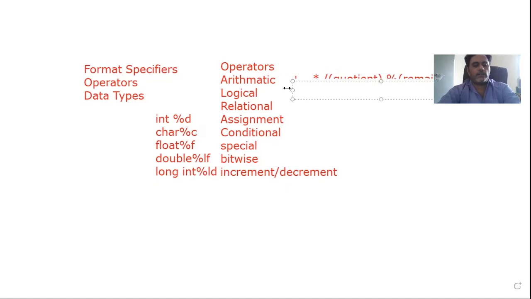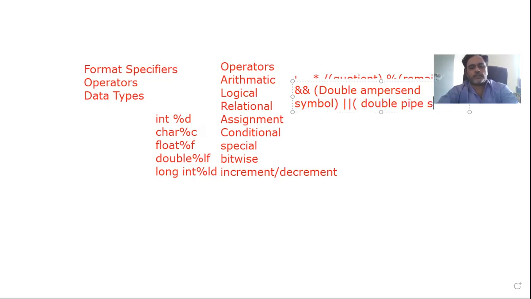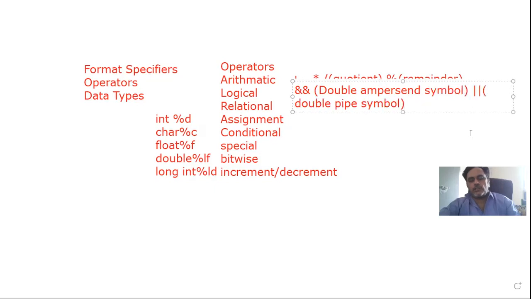Logical means AND and OR. Here, AND means the double ampersand symbol. OR is the double pipe symbol. Where exactly do we have this pipe symbol? It is above the Enter key on the keyboard, but you have to use it along with Shift. Okay, so the logical operators are over.